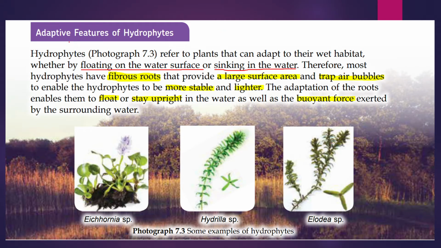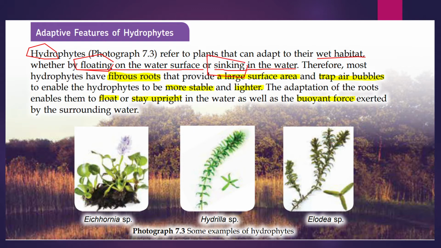Now in this video, we are going to look at the adaptive features of the hydrophytes. Okay, hydrophytes pula sekarang ini. So, hydrophytes, masih ingat lagi terms analisis hydro yang merujuk kepada air. So, it refers to plants that can adapt to their wet habitat. Ada berapa jenis? Sama ada two types lah. Sama ada dia adalah yang jenis terapung atas permukaan air ataupun yang jenis sinking ataupun submerged yang tenggelam dalam air.